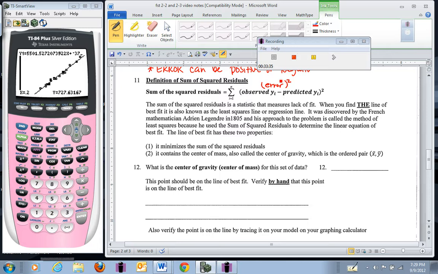So the sum of the observed minus the predicted y values squared is the sum of the squared errors. Okay? So the sum of the squared residuals, or the sum of the squared error, is a statistic that measures the lack of fit. Not how well it fits, but how well it doesn't fit.